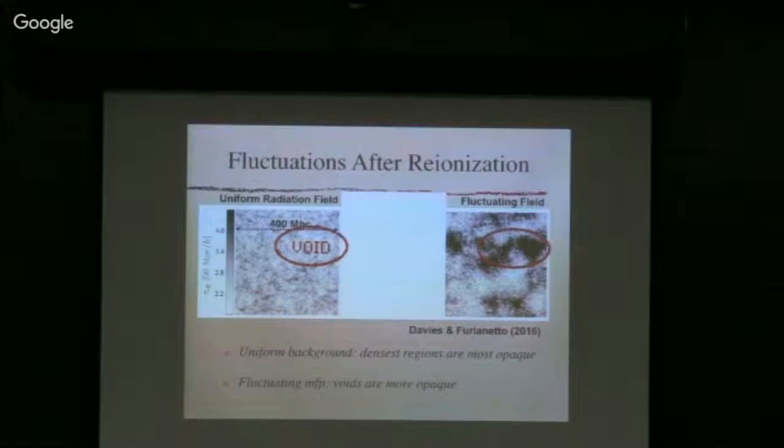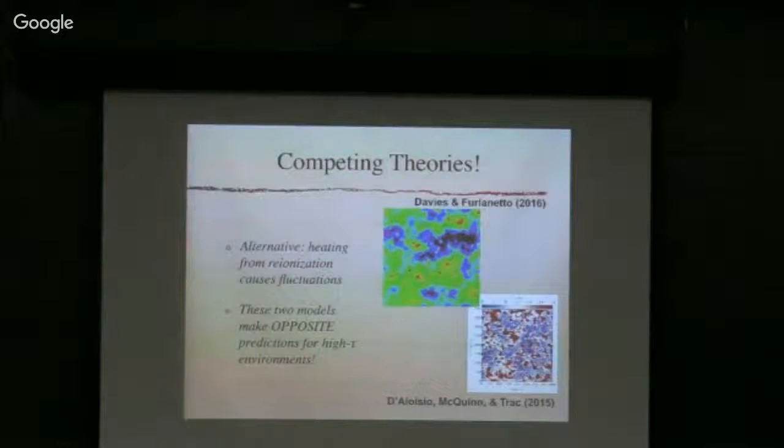So essentially, if this is correct, then mapping out the universe slightly after reionization allows us to learn about how these clumps are filling the universe. Now, that's not the only story, though, because it turns out that there's another competing model by Anson D'Aloisio and company that has another explanation for this scatter. And their explanation goes back to the heating that happens during reionization that I mentioned at the beginning.